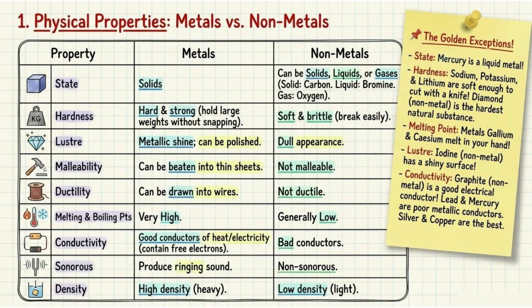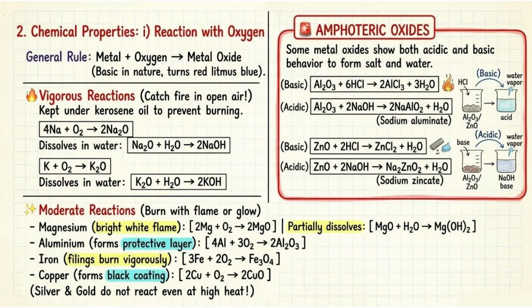So, okay, now we know what they look and feel like. But what happens when these elements interact with the world around them? Let's move to chemical properties. Right, starting with the air we breathe. Oxygen. The general rule you need to write down is this. Metal plus oxygen forms a metal oxide. And a quick note, these metal oxides are basic in nature. If you test them in the lab, they will turn red litmus paper blue.